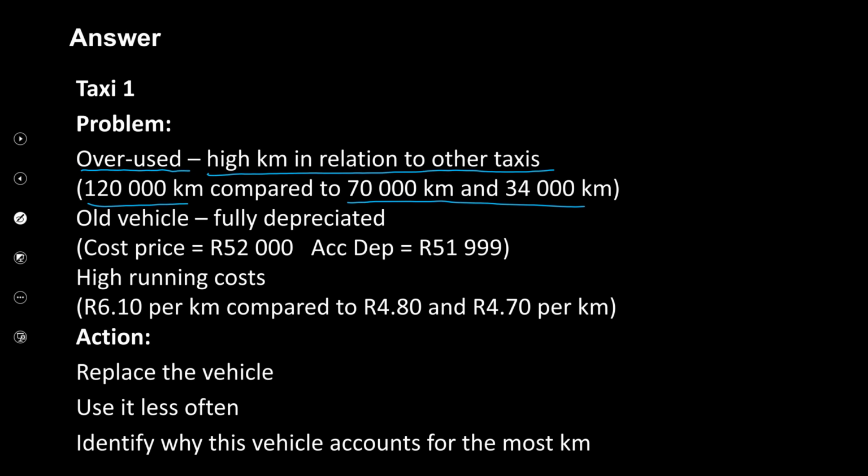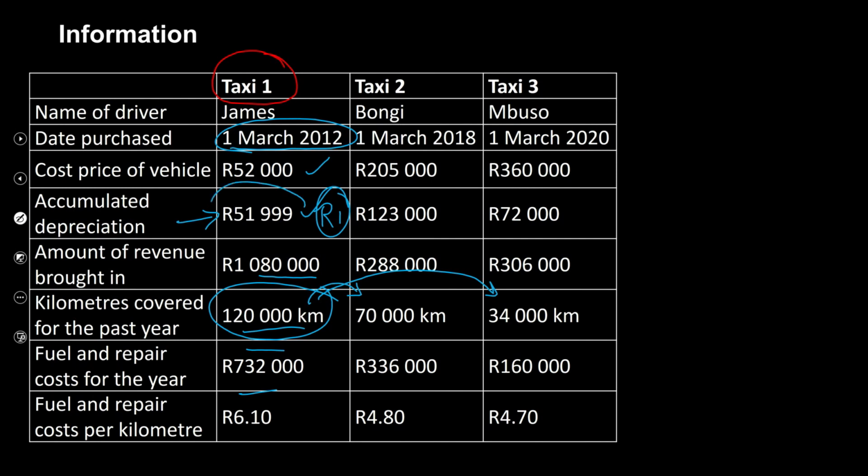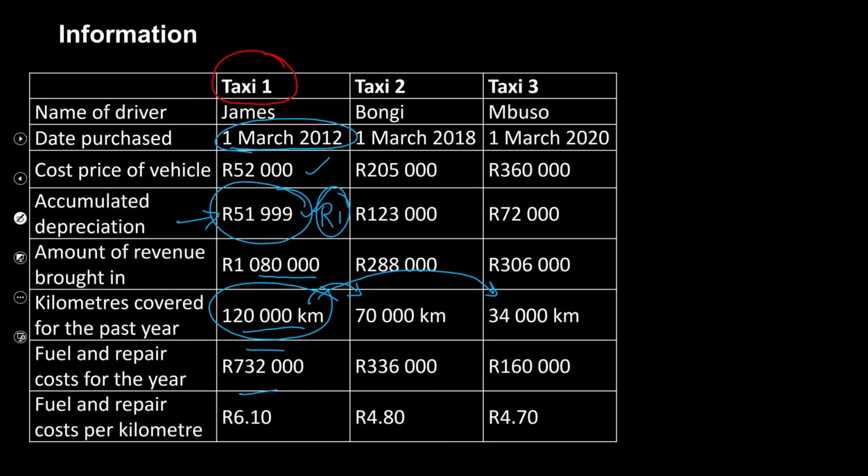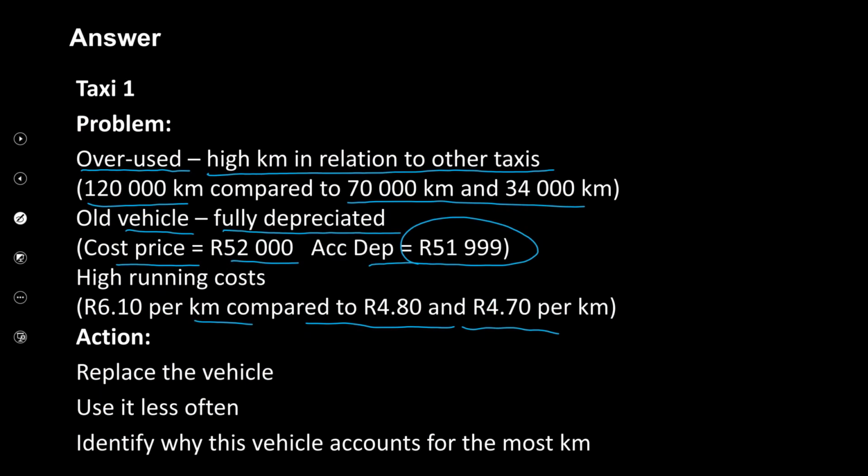Number 2, it's an old vehicle, it's fully depreciated. Again, the cost price 52,000. Accumulated depreciation, 51,999. There we see, we mentioned that already in our introduction. So clearly we can see that it's definitely an old vehicle. Then it has high running cost, 6 Rand 10 per kilometer compared to 4 Rand 80 and 4 Rand 70. Again, looking at this here, 4 Rand 80 for taxi 2, 4 Rand 70 for taxi 3, 6 Rand 10 per kilometer. So obviously the cost per kilometer is much higher than the other two taxis.